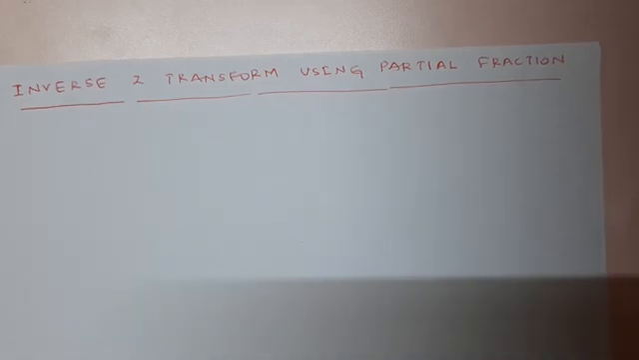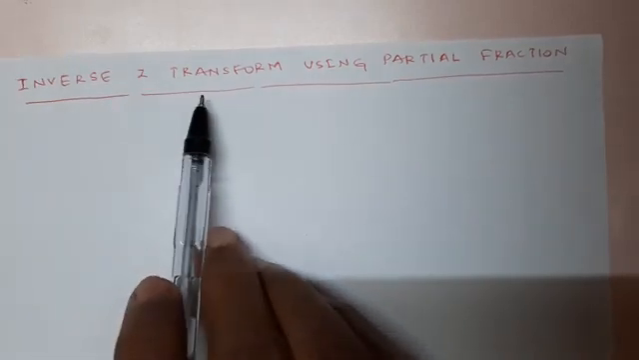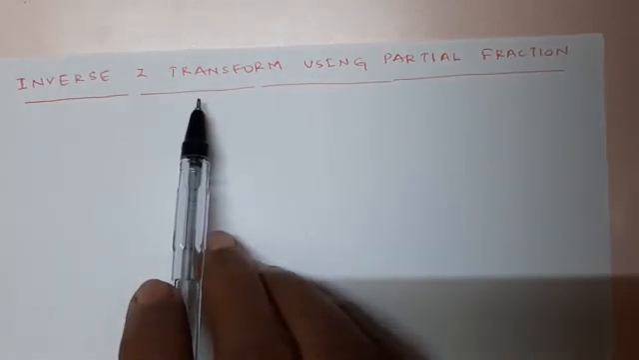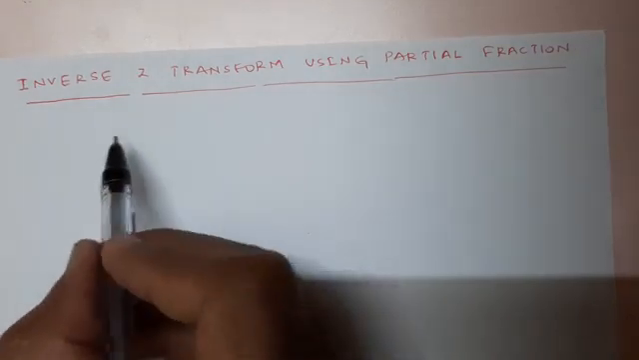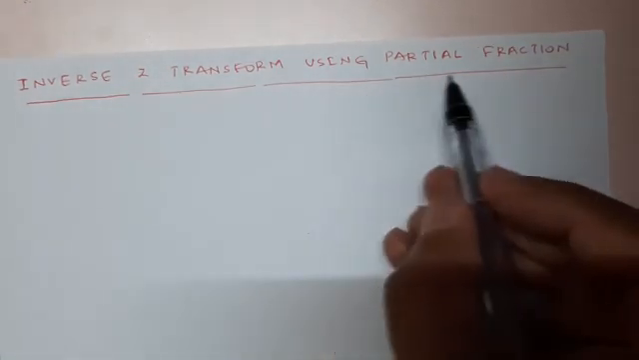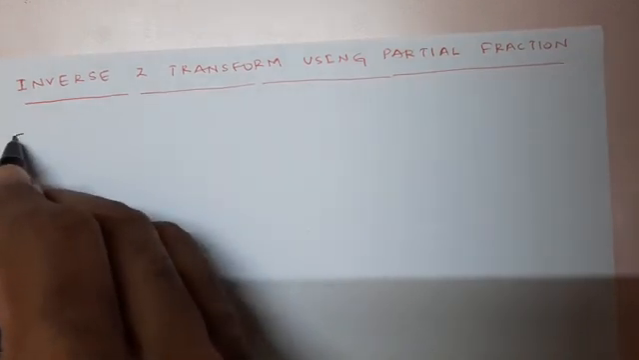There are two methods of finding the inverse Z transform. One is using partial fraction, the second is using the long division method. So for the first method, we will go for the inverse Z transform using partial fraction. I will directly jump to the numerical.